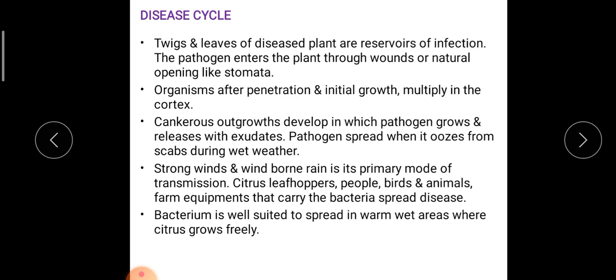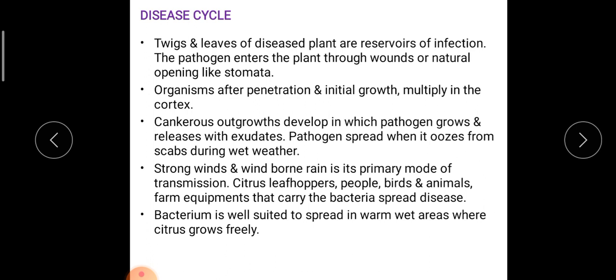From there the organism will enter, and after penetration and initial growth it will multiply in the cortex tissues of the plant. Cankerous outgrowths develop in which the pathogen grows and is released with exudate. The pathogen multiplies in the cortex, develops, grows and releases exudates, meaning liquid form. The pathogen will spread when it oozes from the scab during wet weather. During wet weather, whatever scabs or lesions are there will ooze out.